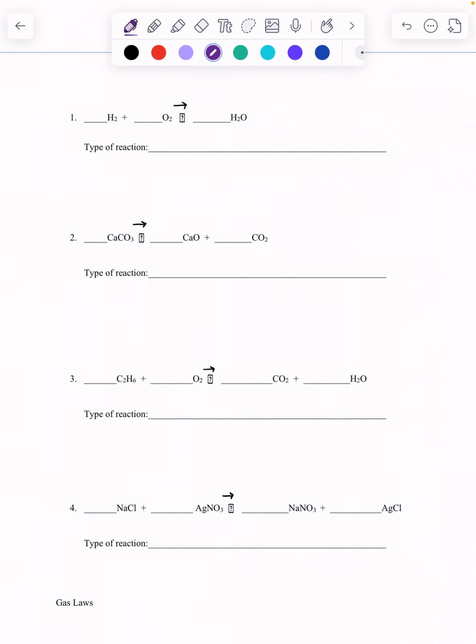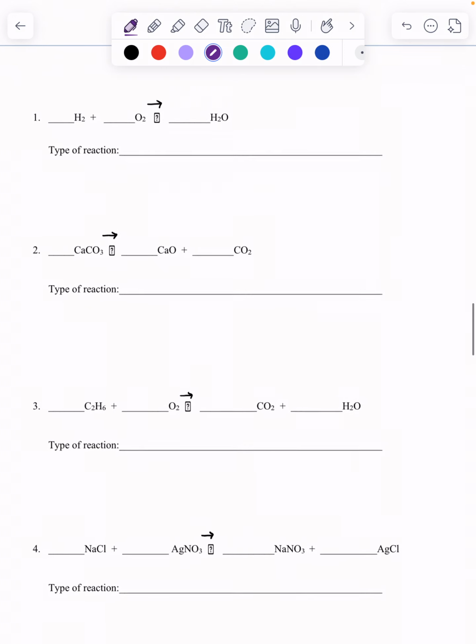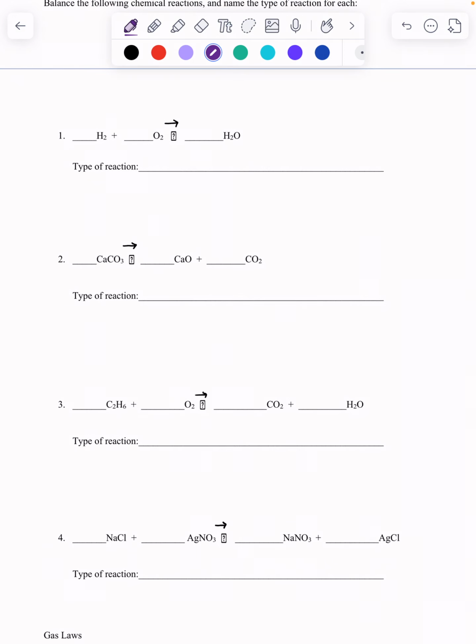Hello and welcome back. Today we are going to be doing some balancing equations and naming types of reactions, right? So I think I'm just going to do two of these because these are also in your final exam review, on Blackboard under Unit 5. So you do have these answers and how I figured them out, but I figured, why not?